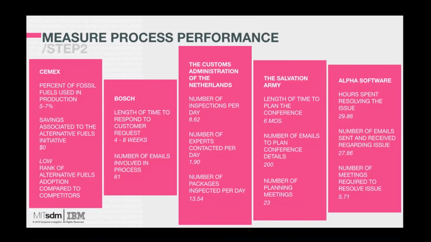For the Salvation Army, we looked at how long it took to plan the conference, how many emails were involved in planning the conference details, and how many meetings were involved in planning the conference. And for Alpha Software, we looked at the hours spent resolving the issue, almost 30 on average for this one particular case. The number of emails sent and received regarding an issue was close to 30, and the number of meetings required to resolve an issue was just under 6.